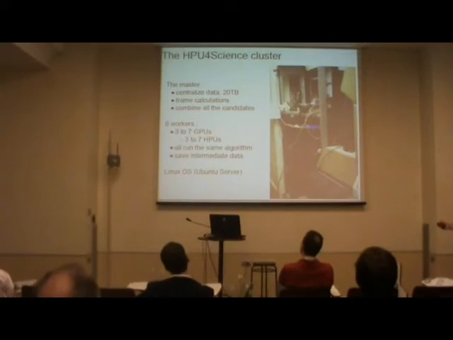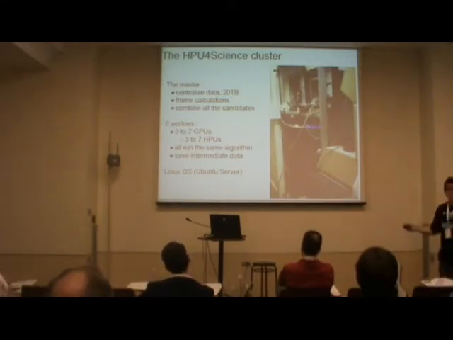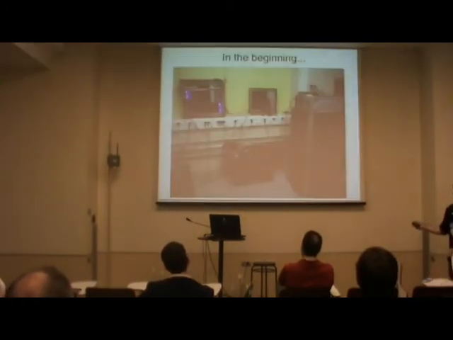We have 6 workers with 3 to 7 GPUs, and we call an HPU a hardware CPU thread and a GPU processor. That's what we call an HPU. One thread, one GPU. And all the HPUs run the same algorithm, except that we change the part of parameter space we explore. So that was the beginning.